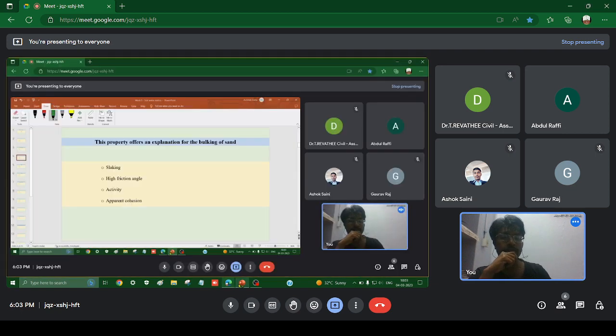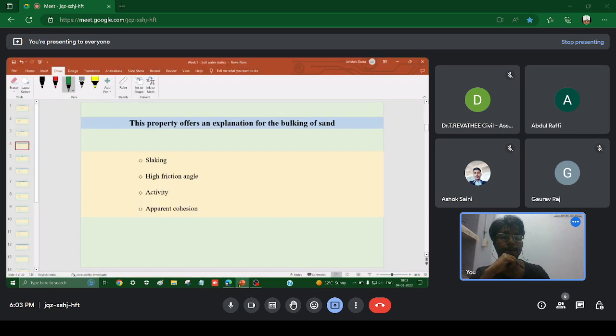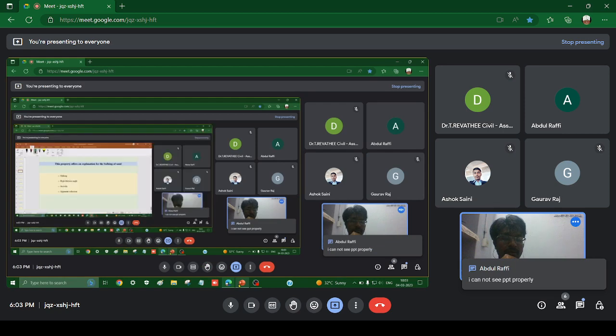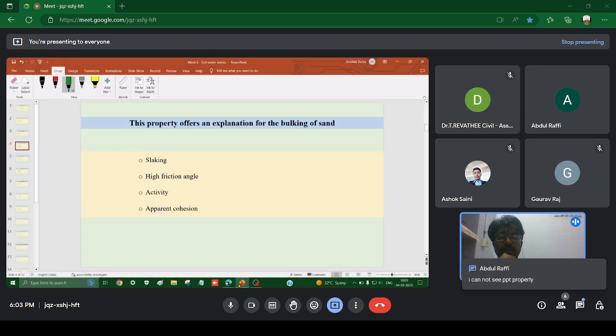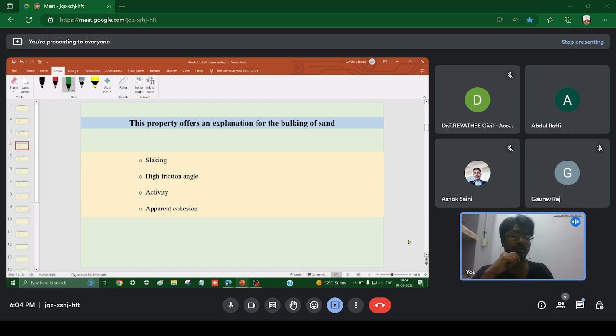Anyone else? What is the answer? I cannot see the PPT properly. Can you see it now? I'm just toggling between the PPT and the Google Meet, because if you ping me the answer, I will be able to see, right? So can you see the PPT now?